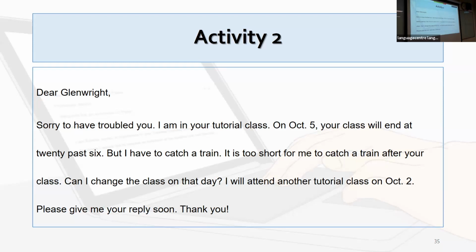Maybe start with a greeting, right, since this is a student writing to a professor. The student needs to greet their professor, and finally the student needs to write his name or some details. And the last sentence, please give me your reply soon, I think is incorrect. It's direct. It is implied for a professor.